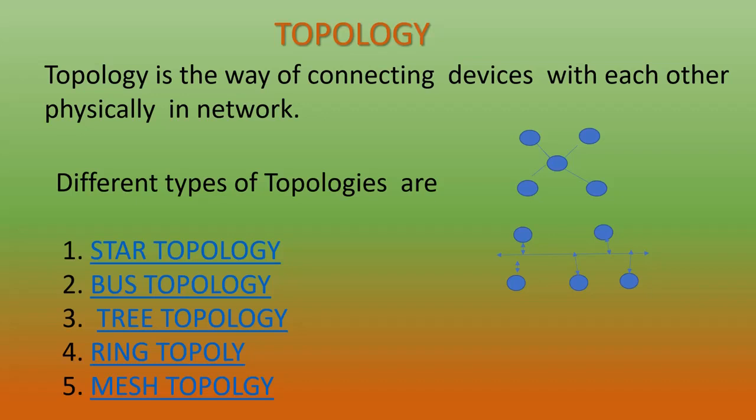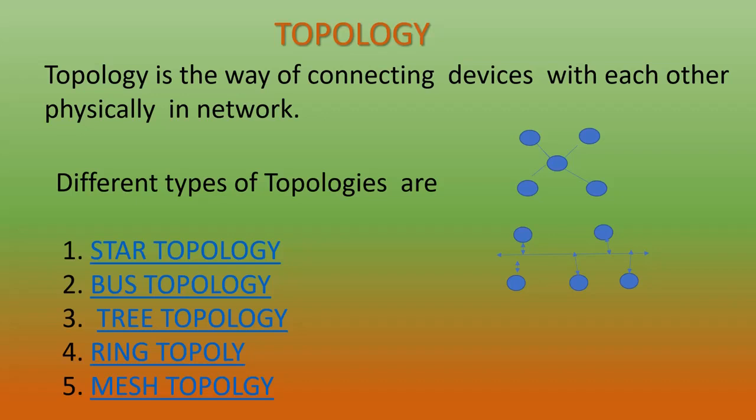Different types of topologies are star topology, bus topology, tree topology, ring and mesh topology. Five different types of topologies are there. First one is star, next is bus, third is tree, fourth is ring, and the fifth one is mesh. First we can see about star topology.